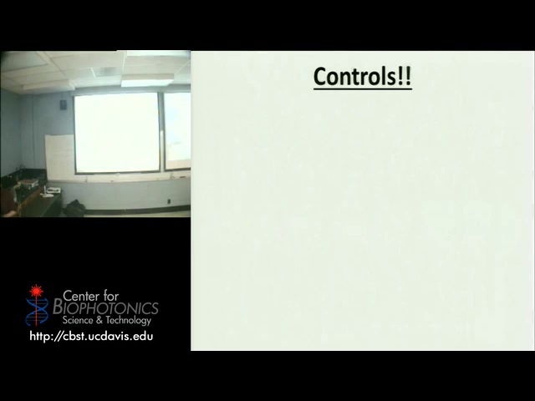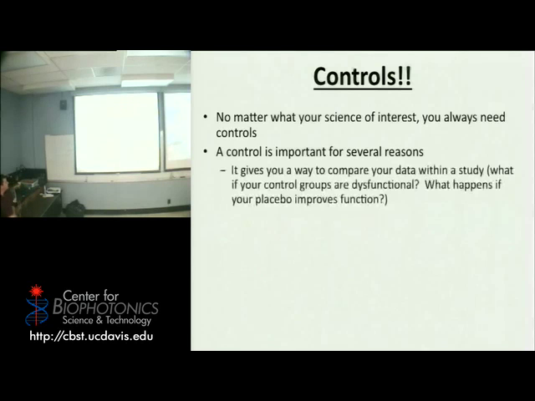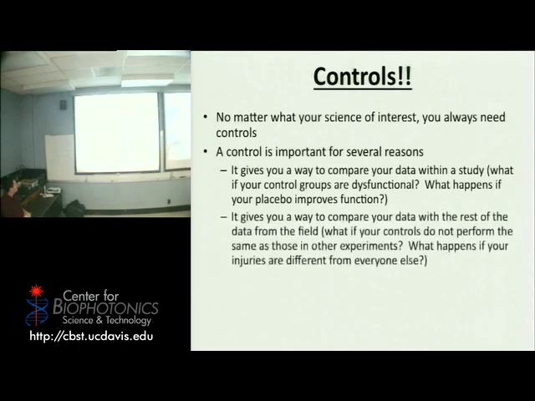And what's most important whenever we're doing any sort of scientific method, whether it's in hard sciences or other, is you need something to compare them to, or your controls. You always need controls. It's important for several reasons. It gives you a way to compare your data within a study, right? So if I take a year to do a study, I'm going to have many different examples. If I don't have controls every week, I don't know if something changes from week to week. So it lets me compare my data with my own data.